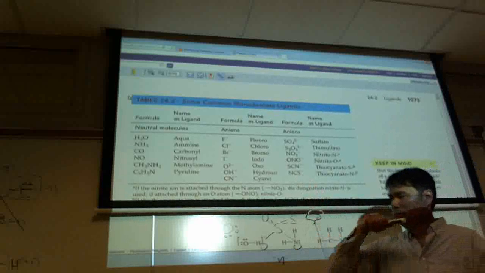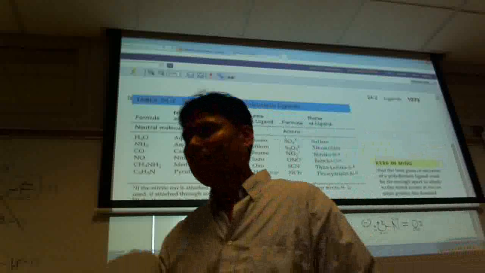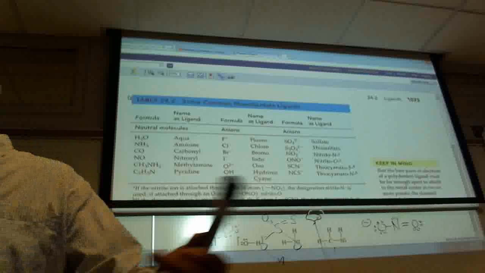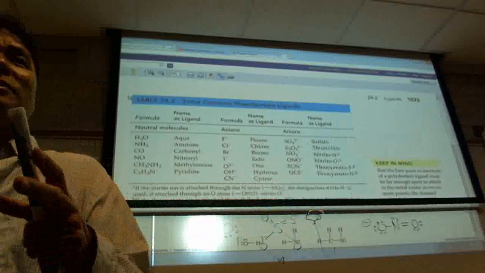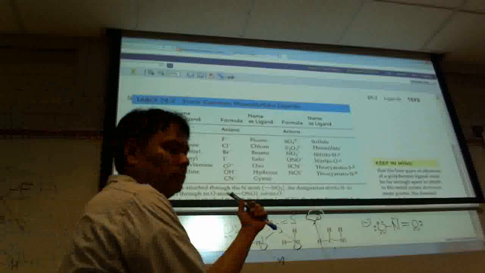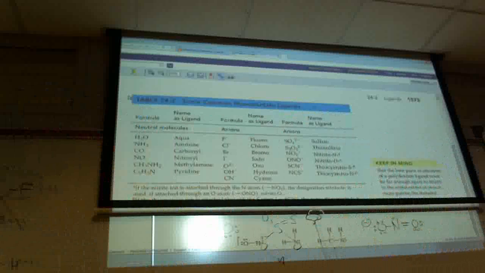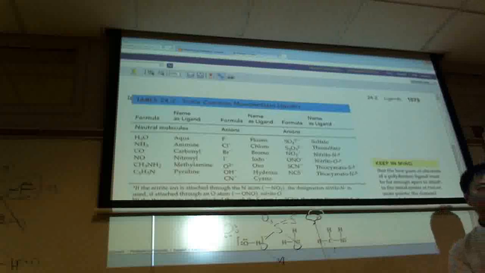What does it mean to be hard or soft? Hard or soft is just size, polarizability. Things that are very polarizable are soft. Things that aren't very polarizable are hard. And so big electron clouds are soft or hard? Soft. Small, tight electron clouds are hard, right?